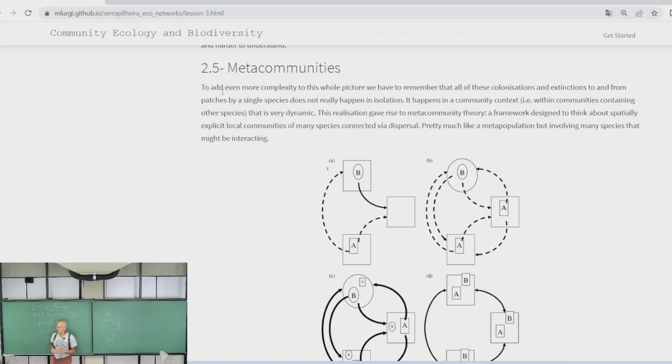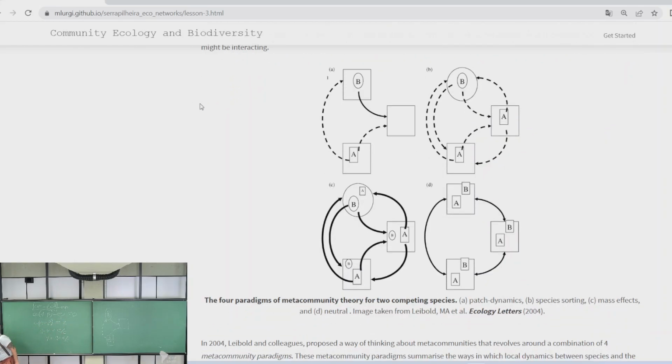So in the first kind of meta-community paradigm, which is called patch dynamics, you are assuming that the species, again, this is all you need to think about this framework, in terms of a trade-off between your abilities to survive locally, which in the simplest case here is competition.